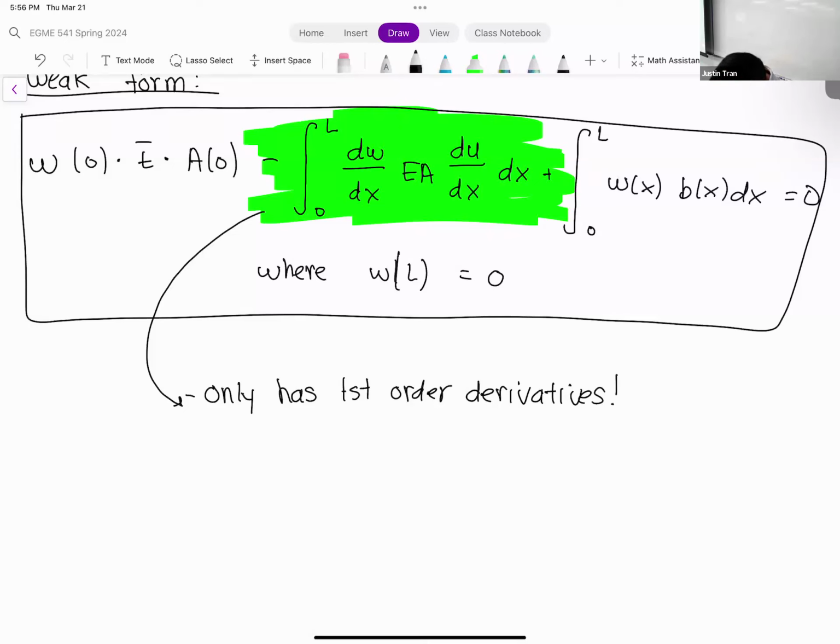The other thing that you should notice about this is that it is symmetric. We have a first order derivative on W and a first order derivative on U. It's a little bit hard to see at this point, because there are quite a few steps that we need to do to get there. But what this is going to do is create for us a symmetric element stiffness matrix.